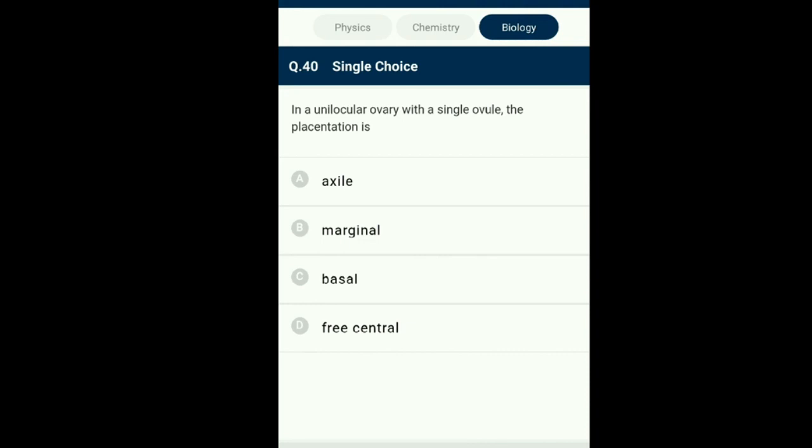When the ovules are attached to the central column and the ovary wall forms chambers called locules separating the ovules from each other, it is said to be axial placentation. In parietal, the ovules are attached to the inner wall or towards the periphery of the ovary. In basal placentation, the ovules are attached at the base of the ovary with a single locule or chamber. Free central placentation is when the ovules are attached at the central axis of the ovary without any septae present like in the axial pattern. So the answer is option C. In a unilocular ovary with a single ovule, the placentation is basal.